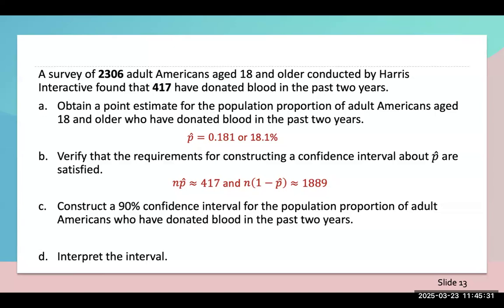Now let's construct a 90% confidence interval for the population proportion of adult Americans who have donated blood in the past 2 years. Pause the video and see if you can create the confidence interval. So remember, you need to find the standard error, you need to figure out the z-score, and I believe that for 90%, I gave you that earlier. And so then you need to find the margin of error and add it and subtract it from p hat.